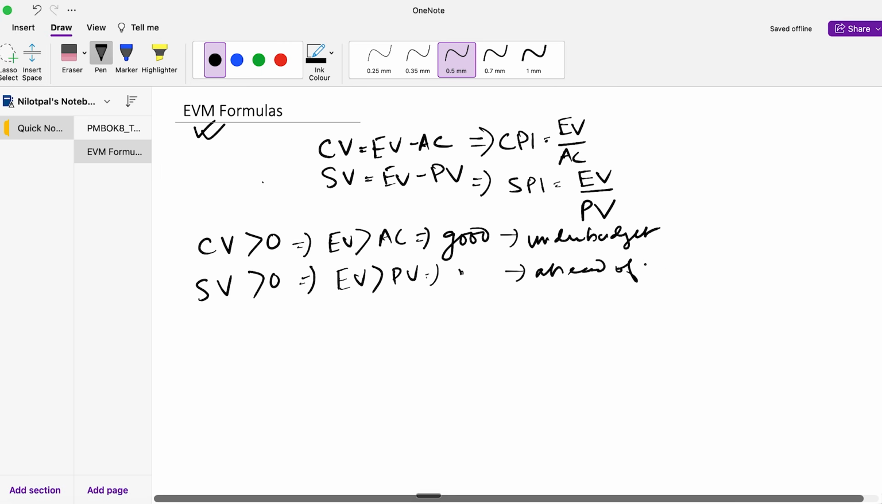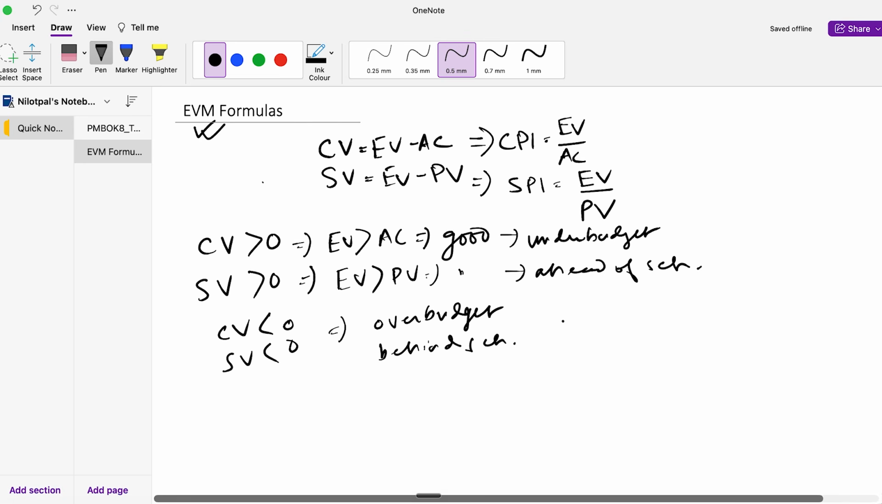Now, to take it to the other side of the spectrum, if these are less than zero, so for example, if cost variance is less than 0 and schedule variance is less than 0, you know that it's the other way around: it is over budget and it is behind schedule. Okay, so this is all you need to remember as part of your PMP exam.